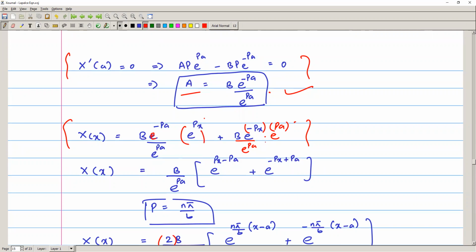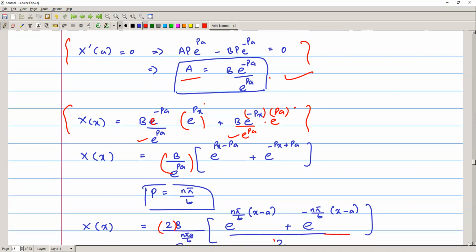Now we multiply this function by e to the power pa and divide by e to the power pa, to take this e to the power pa and e to the power pa common. So we will move it outside, and b is also common in both, so we will move it outside as well. Now we have e to the power px minus pa plus e to the power negative px plus pa.